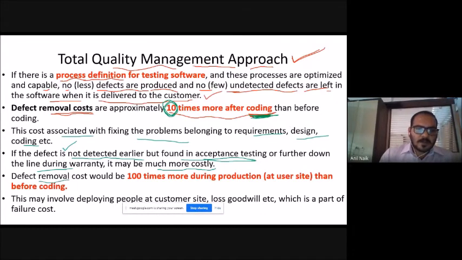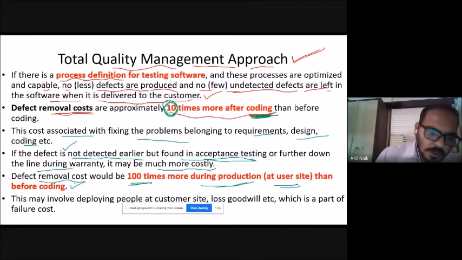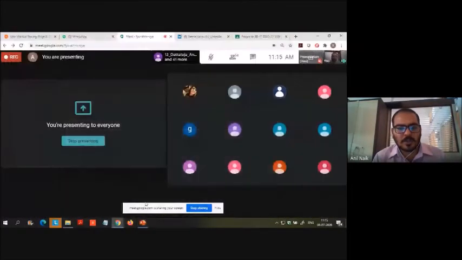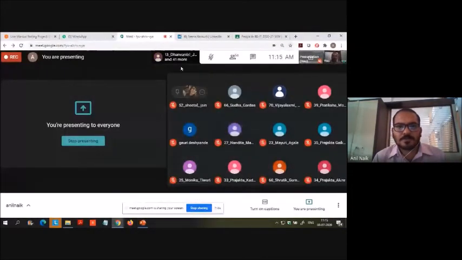So the defect removal cost would be 100 times more during production, that is at the user side, than before coding. After the coding, the cost may increase 10 times, but during production it is 100 times. The cost will be more.